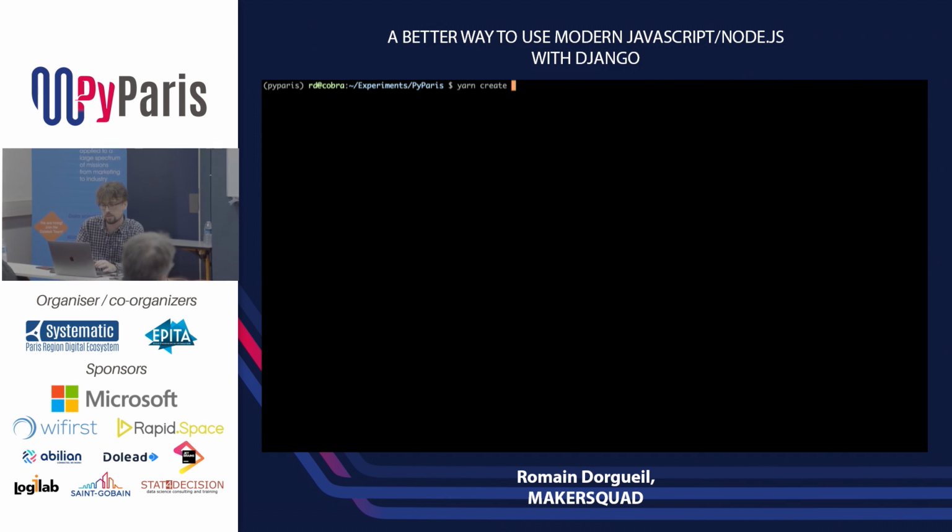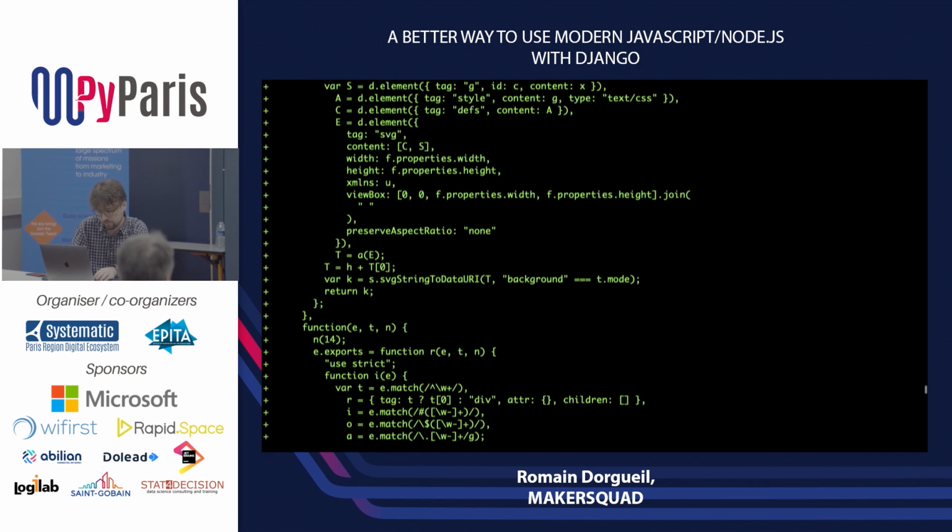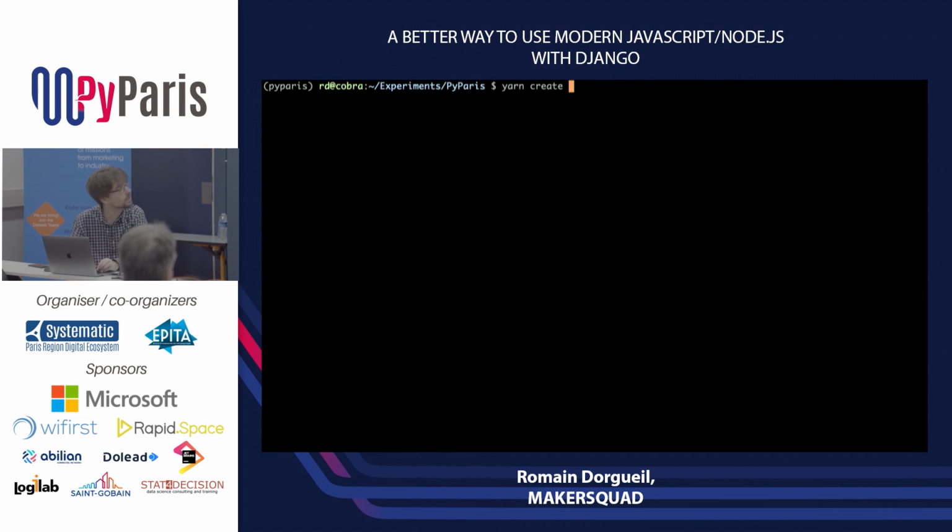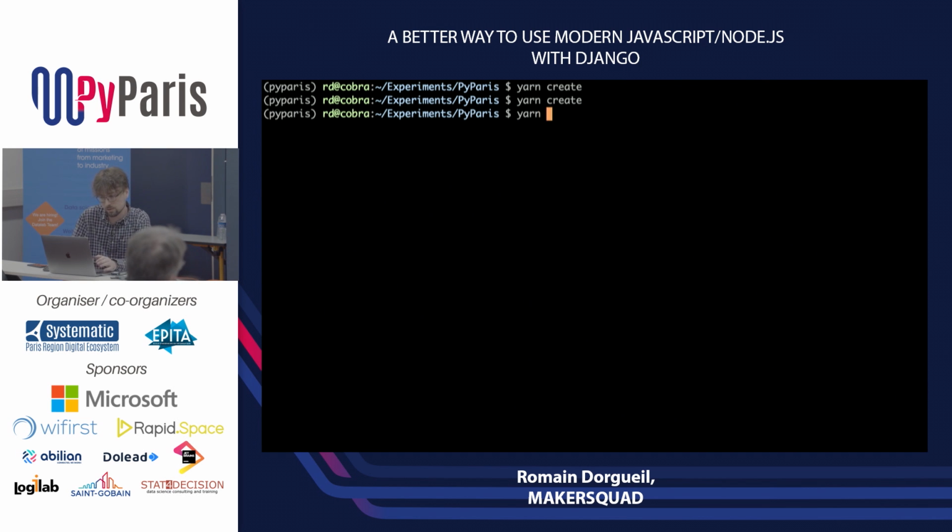I can do something like, so yarn is like npm, or maybe I should zoom. Is it better? No, not really. Well, I still need a bit of space on my screen. I didn't download it before, so it will download it. I can say yarn create react-app. Let's call it PyParis.js.